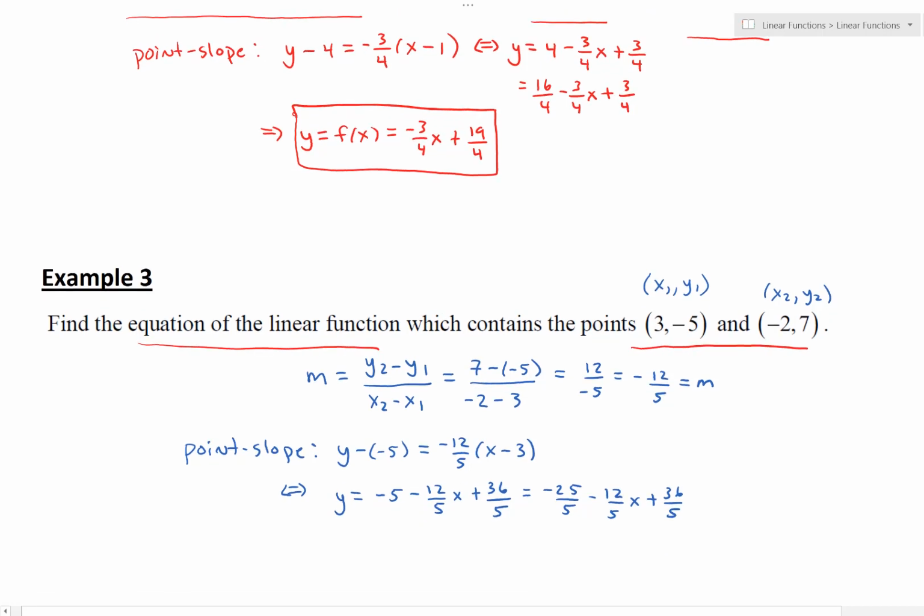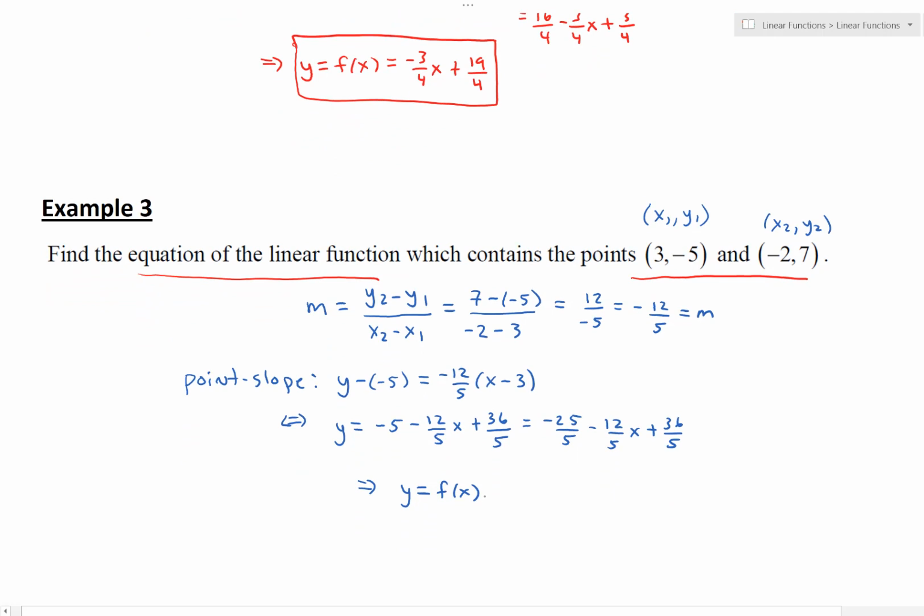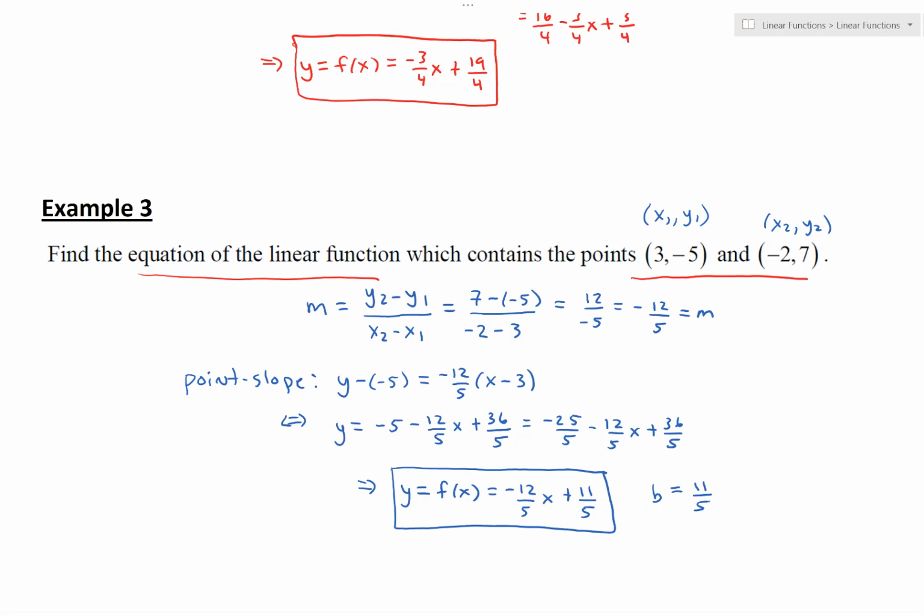And we get, in the end, this function, let's just call it f of x again, why not, is going to be equal to negative 12/5 x, and then negative 25 plus 36 is a positive 11/5. And there you have it. Now we have the equation of this linear function. Notice that the b value here is 11/5, the vertical location at which this graph of the line crosses the y-axis.